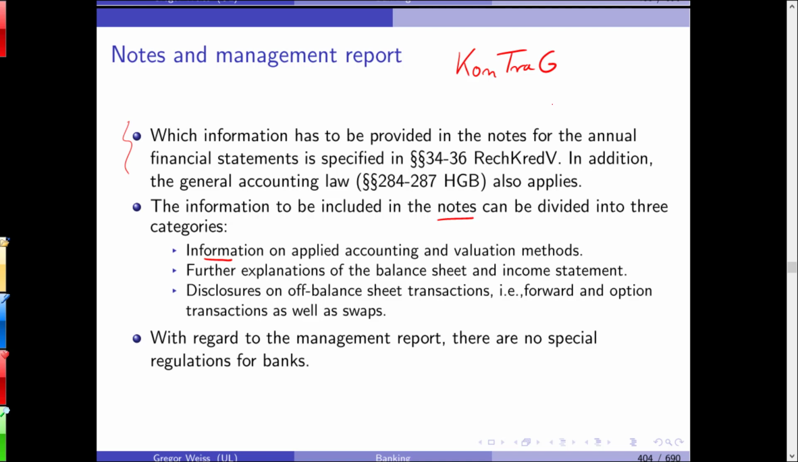By the way, most German laws are abbreviated in this way. The G stands for Gesetz, law, and each law has a special abbreviation, even though the full name is often reversed. For example, this is the Gesetz zur Kontrolle und Transparenz im Unternehmensbereich, the law concerning control and transparency in the corporate world.